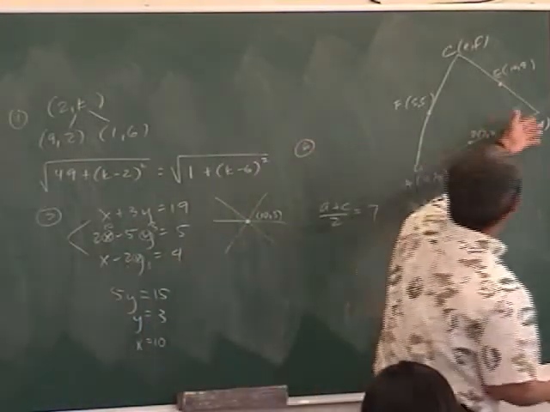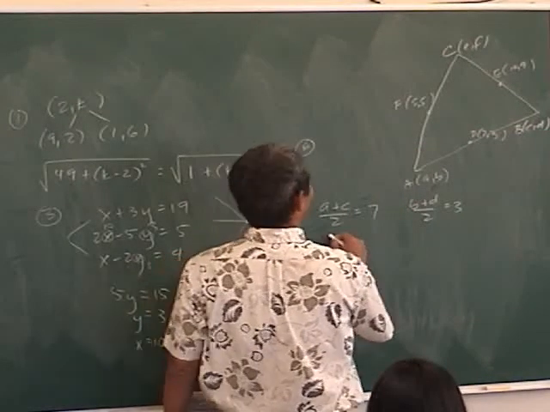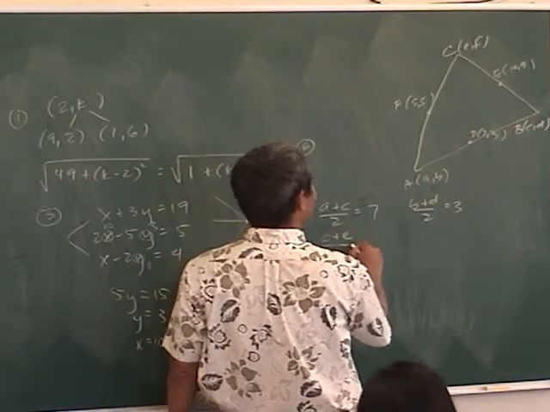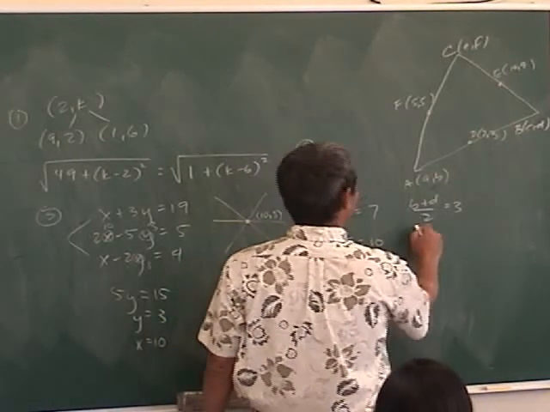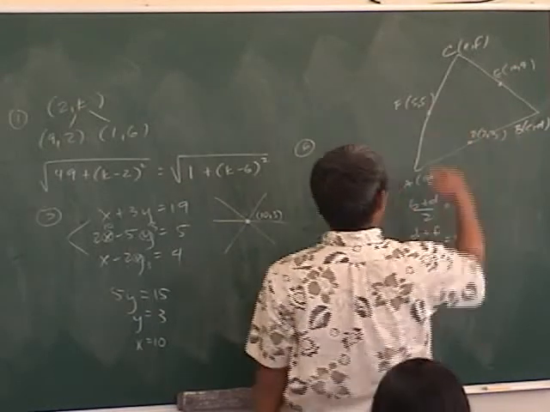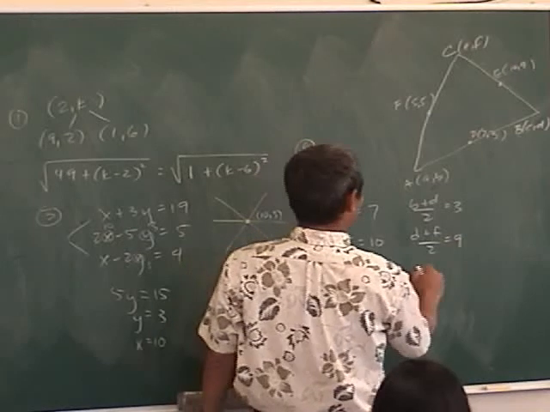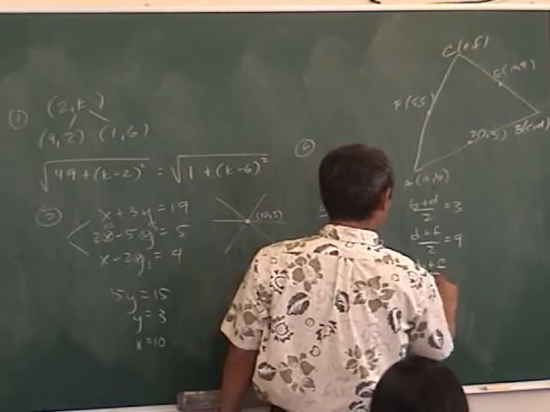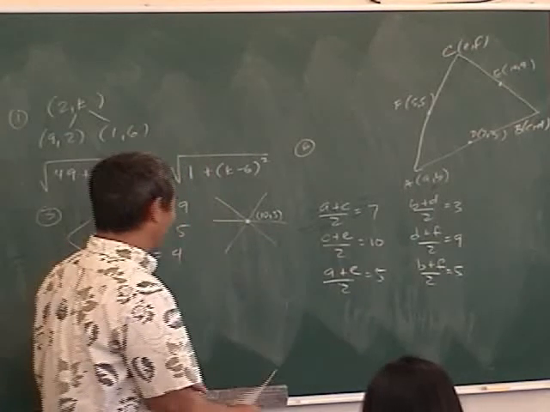Now do the midpoint for B and C. What equations can I write? C plus E over 2 equals 10, and D plus F over 2 equals 9. And then now use this midpoint. A plus E over 2 equals 5. B plus F over 2 equals 5. And then now just solve. This is just algebra.